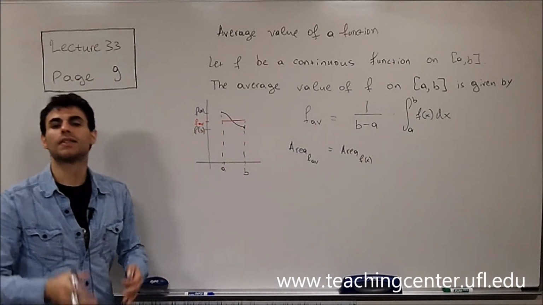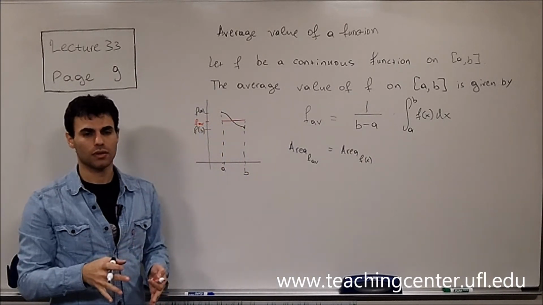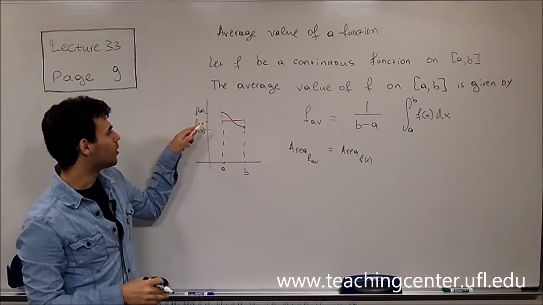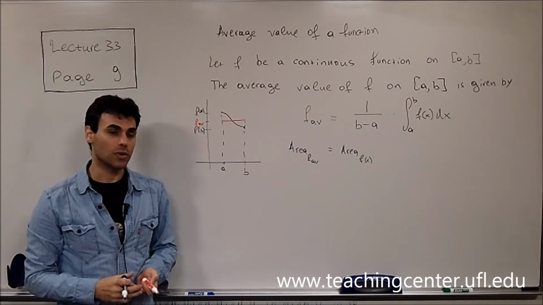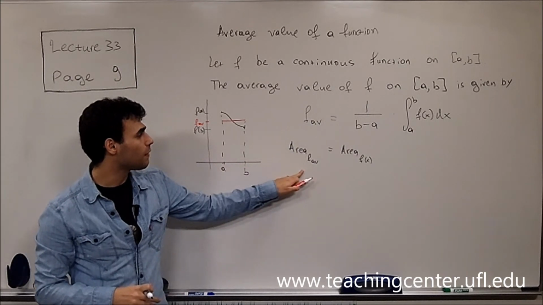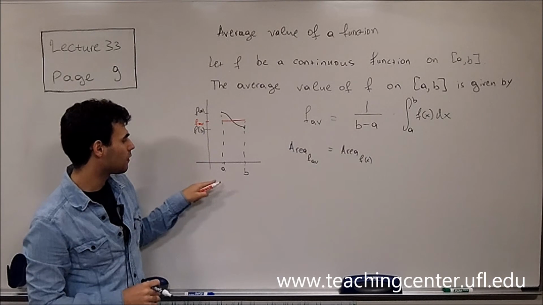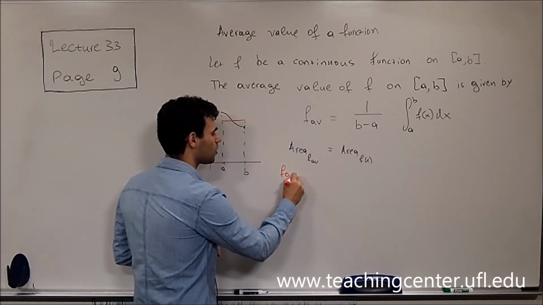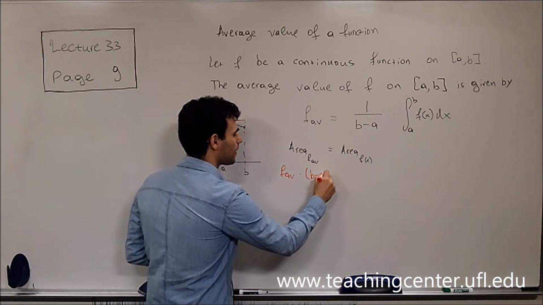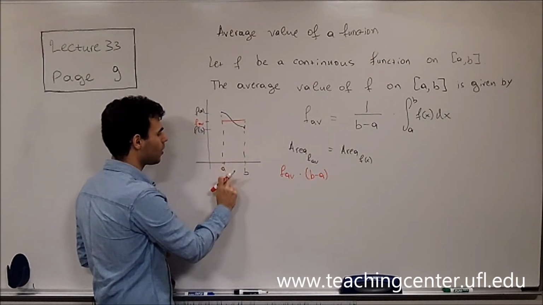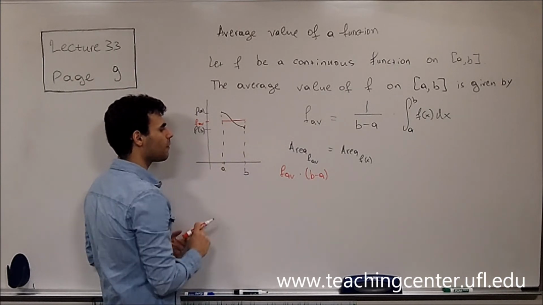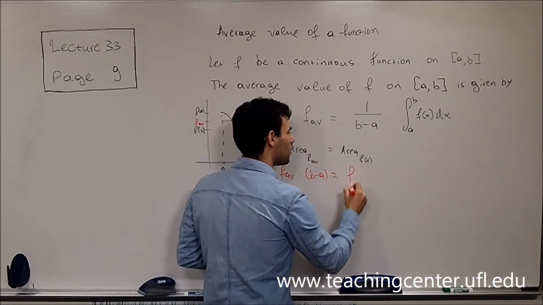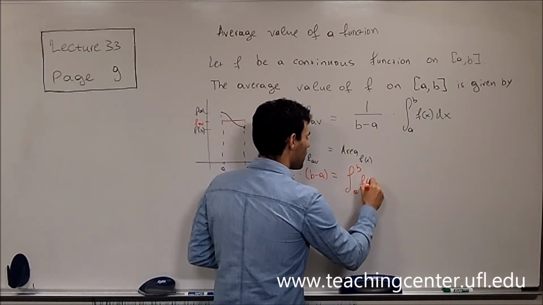So the idea is, suppose that my function was continuous, and suppose that my function was constant. What should that number be so that the two areas are equal to each other? So the area of f average, since it's constant from a to b, is nothing more than f average times b minus a, right? Because it's a rectangle, the length is b minus a, the height is f average. And the area of f of x, of course, is that definite integral from a to b of f of x dx.